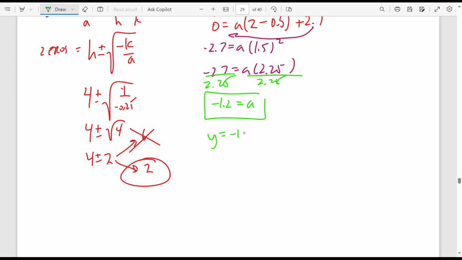So now that I found the rule, and the rule isn't just the a, it's everything. I'm going to write this neater so Brooklyn doesn't make fun of it. Negative 1.2 times x minus 0.5 squared plus 2.7. So now I have a rule that I can use.